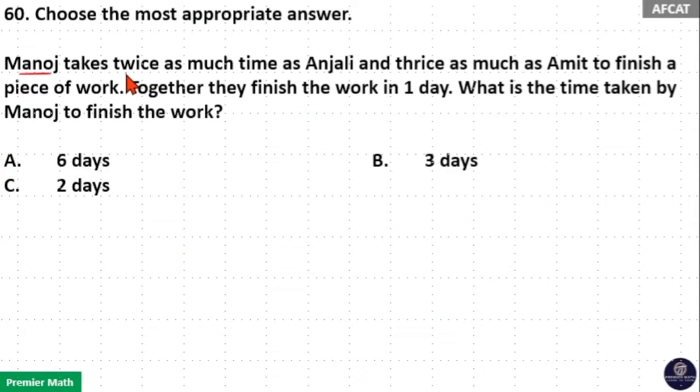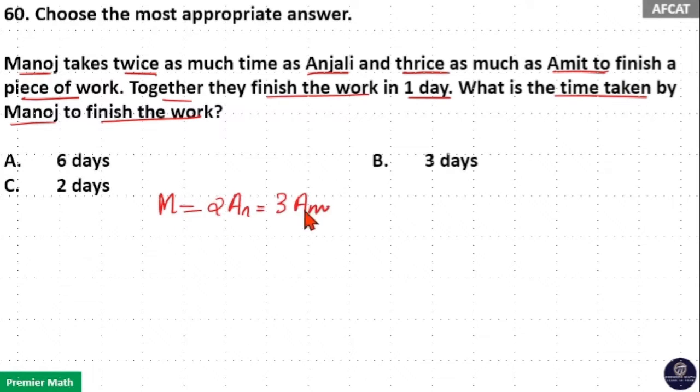Manoj takes twice as much time as Anjali and thrice as much time as Amit to finish a piece of work. Together they finish the work in 1 day. What is the time taken by Manoj to finish the work? Here they are talking about the time taken by these three people to finish the same piece of work. So here numbers representing Manoj, Anjali and Amit.